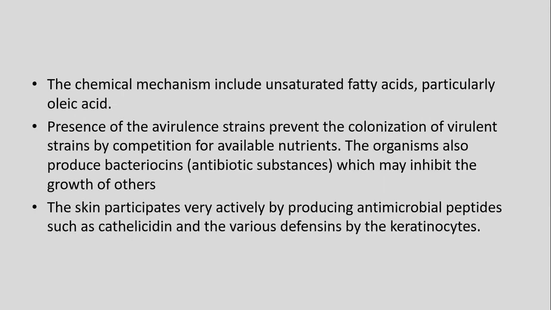The chemical mechanisms include unsaturated fatty acids, particularly oleic acid. Presence of an avirulent strain prevents the colonization of virulent strains by competition for available nutrients. The organisms also produce bacteriocins. These are antibiotic substances which may inhibit the growth of other bacteria. The skin participates very actively by producing antimicrobial peptides such as cathelicidin and various defensins by the keratinocytes. So the role of the normal stratum corneum is multiple in preventing bacterial colonization.